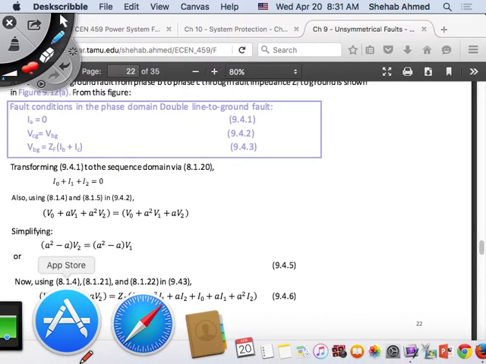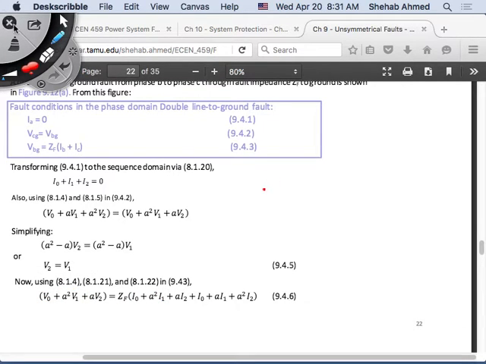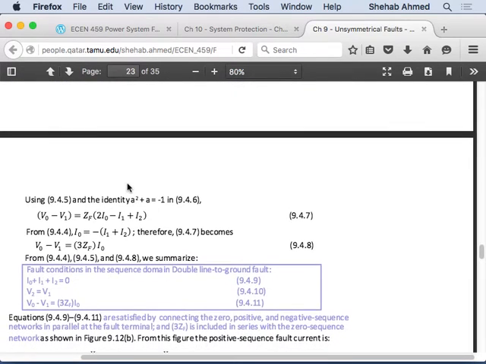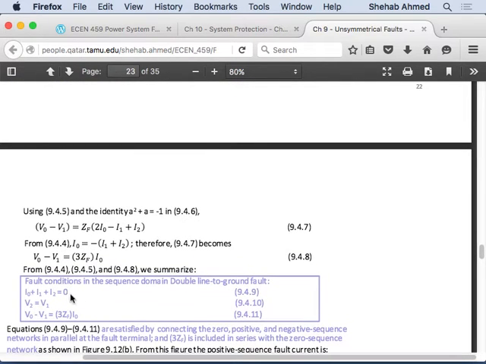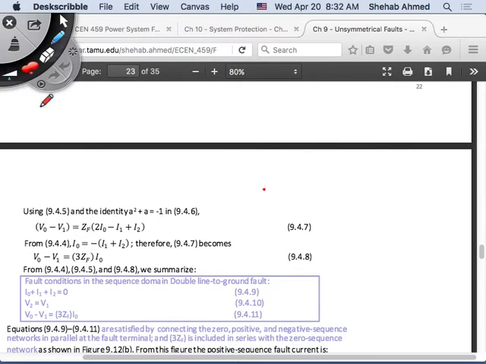The outcome will be a set of conditions that we have here. What do these conditions tell us? I0 plus I1 plus I2 is equal to 0. So, again, you start by drawing your sequence circuits.